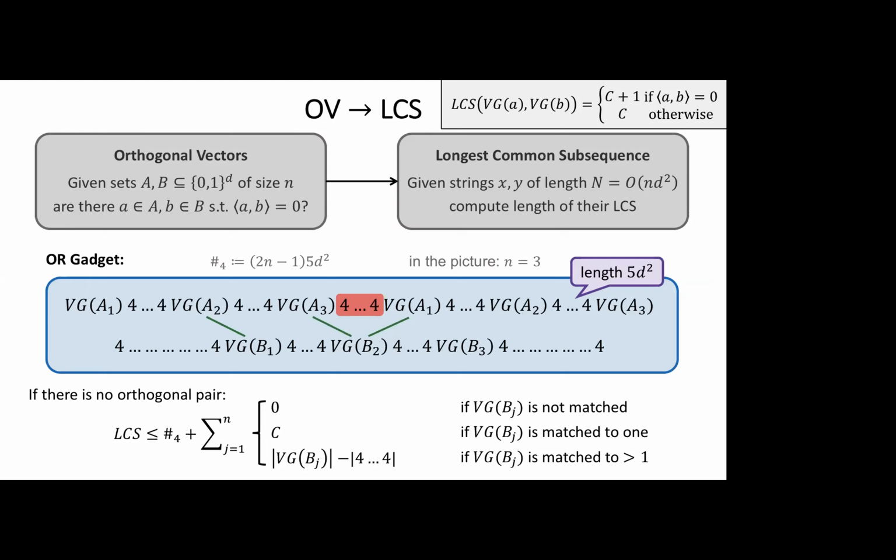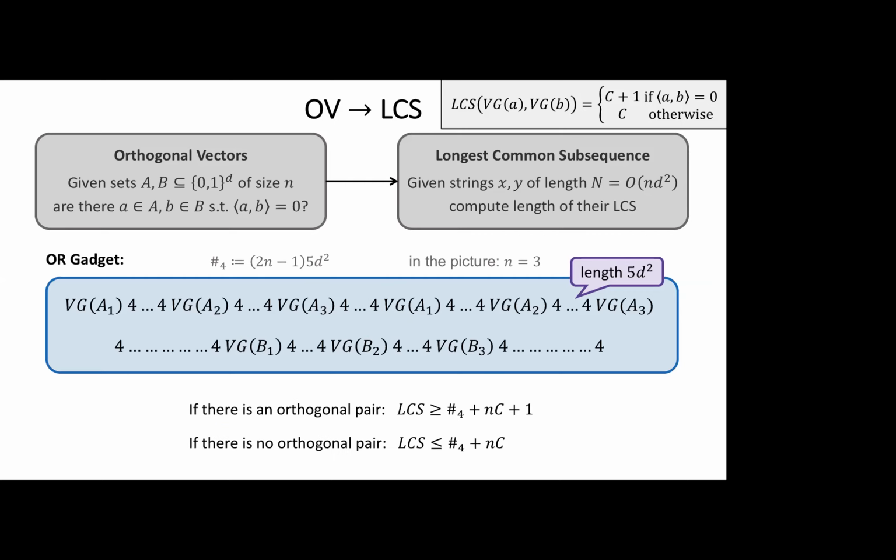So then the contribution, we can upper bound it by the length of the vector gadget of bj minus the length of one of these blocks of fours. And this is chosen in such a way that it's actually less than zero, meaning that in all of these cases, the contribution is at most c, meaning that at most we get the total number of fours in the top string plus n times c.